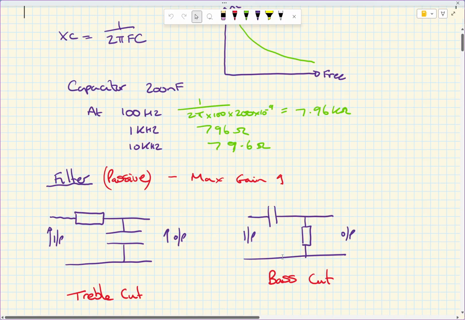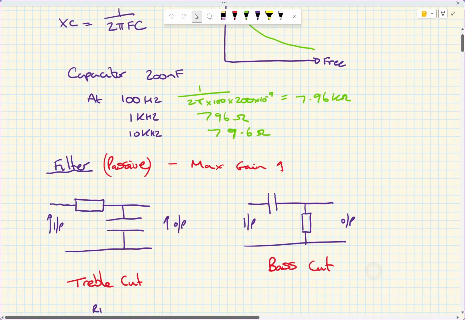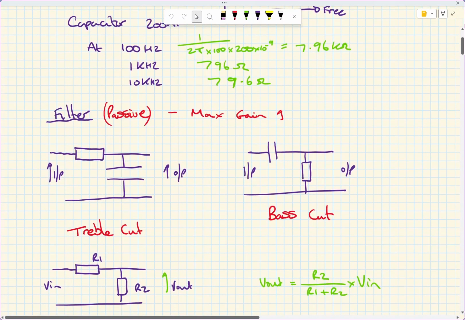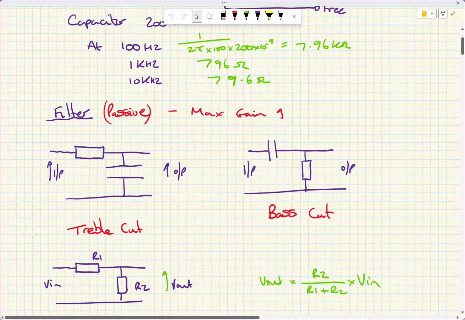Okay, so we've got these two filters, so we can come up with some designs. Now remember, they will only have a maximum gain of 1, so the maximum you can ever get out is what you put in. Anything else is going to be less. Okay, so how does it work out then? We just remind you of the potential divider formula, which is V out across R2, so R2 divided by R1 plus R2, times V in.